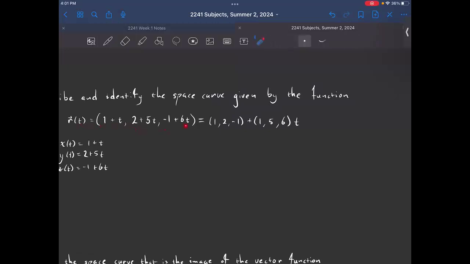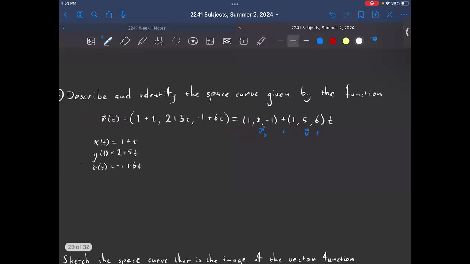And now we can see that this is of the form r0 plus v times t. And this is just the vector equation of a line right here. So this is a line in R3, and we can describe it using these vectors.